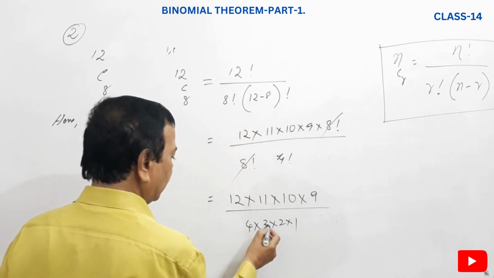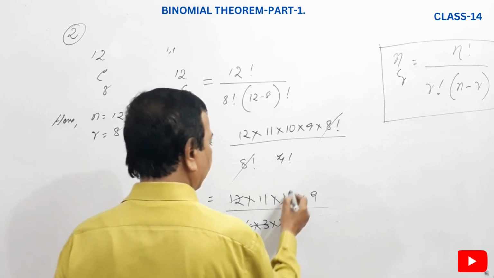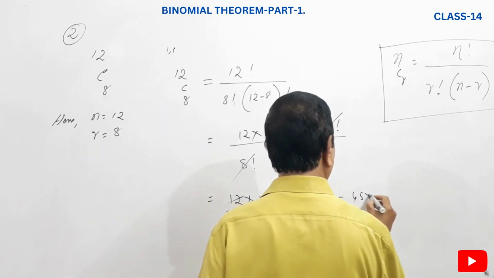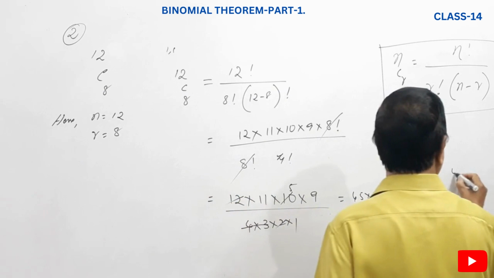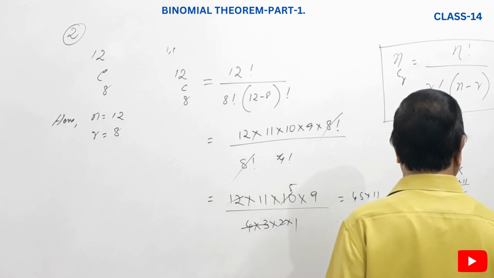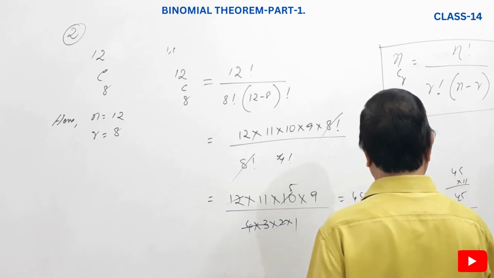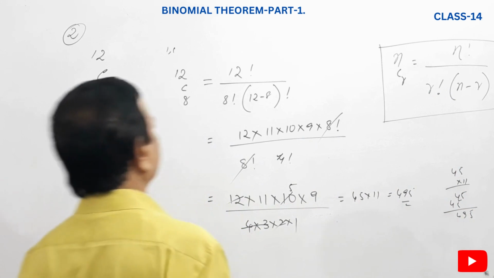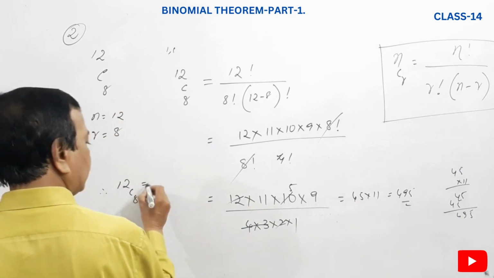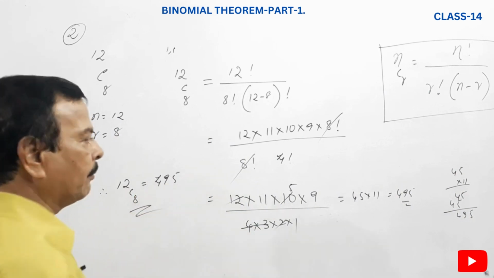4 3s are 12, 2 1s are 2, 5 9s are 45, into 11. 45 into 11 is 495. So therefore 12 C 8 equals 495. This is the value.